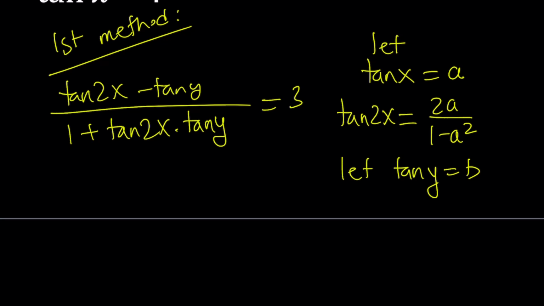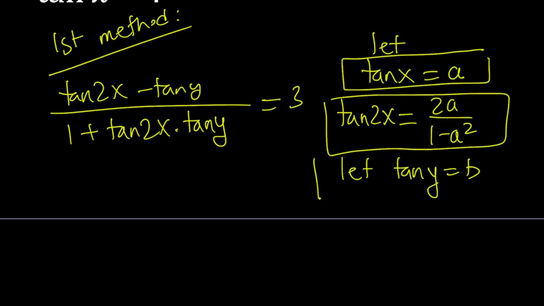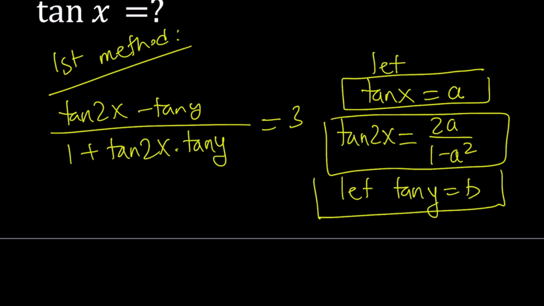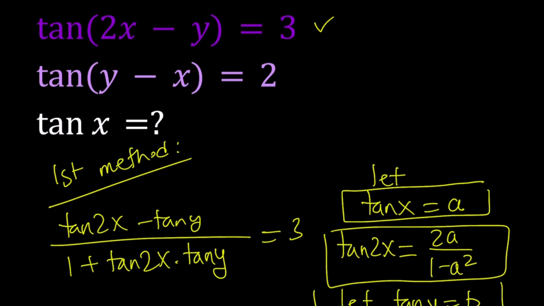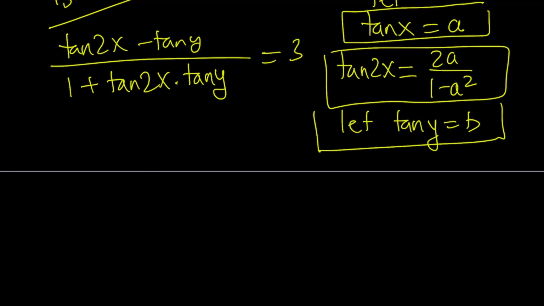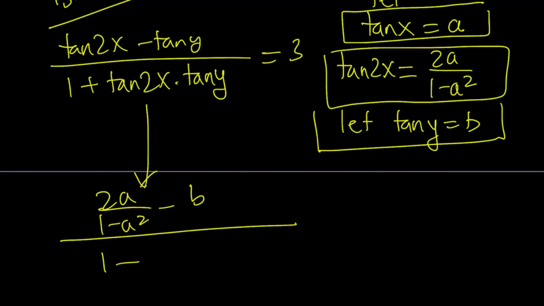Great. So now we're going to be subbing all these. I have the value of tangent x, I have the value of tangent 2x, and I have the value of tangent y, and they're in terms of a and b. I don't need tangent x for this one, but I'm going to use it for the other one. Okay, so let's plug these into my first equation, which I already expanded here. So for tangent 2x, I have 2a over 1 minus a squared, minus b, divided by 1 plus 2ab over 1 minus a squared.